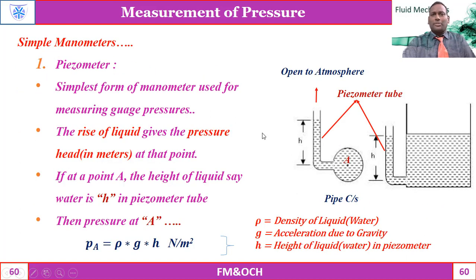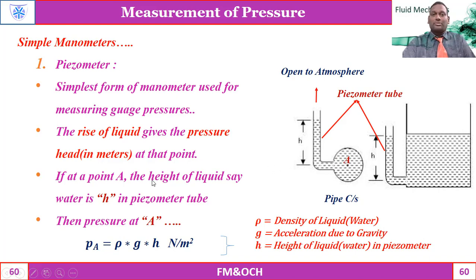Once again, the piezometer is the simplest form of manometer, used for measuring gauge pressure. We already discussed gauge pressure, vacuum pressure and absolute pressure. This piezometer only gives the gauge pressure. So how do we find the gauge pressure? Simply the rise of liquid in meters or centimeters at that point will help us calculate the pressure at this point.